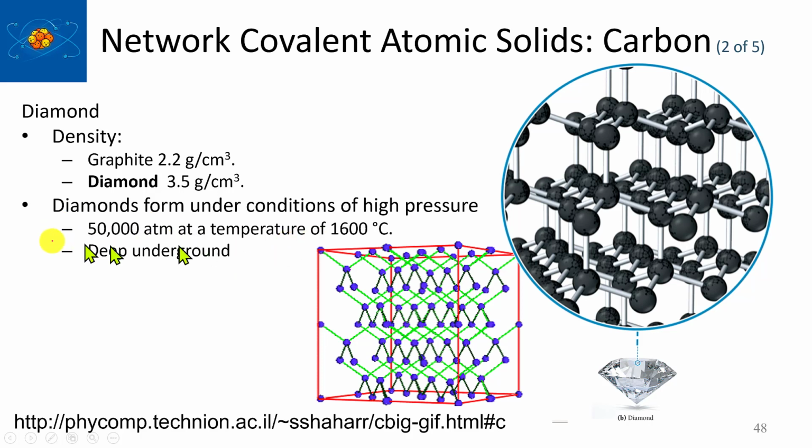We find diamonds deep underground, but that's over long periods of time. But if you want to speed up the reaction, you just use high pressure, 50,000 atmospheres, which is quite a bit, and around 1600 degrees Celsius, and that'll convert the graphite into diamond.